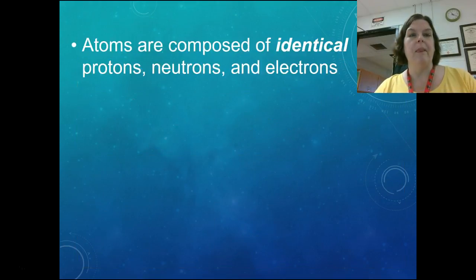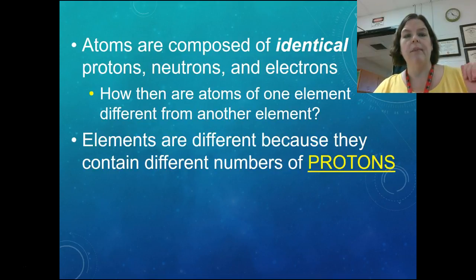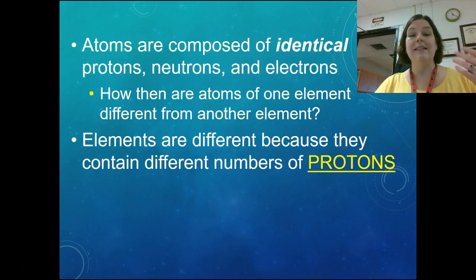So here we go. Atoms are composed of identical protons, neutrons, and electrons. So if they're identical, how do we tell one atom of one element from another atom of another element? Well, every element is different because they contain different numbers of protons. So protons are the particle that defines the atom. So if I know the number of protons, I know what the atom is.